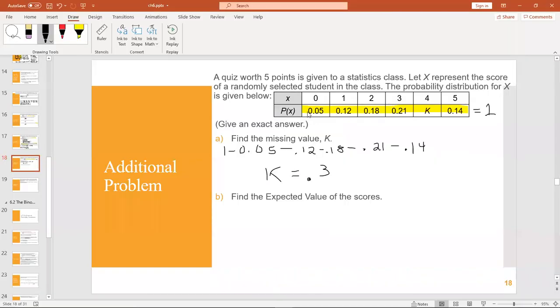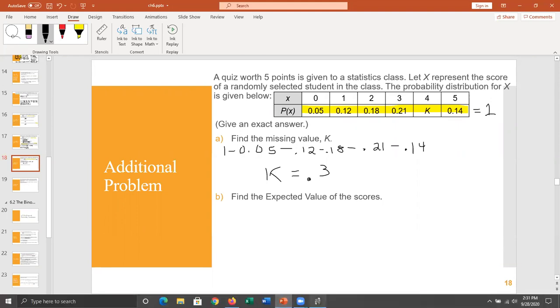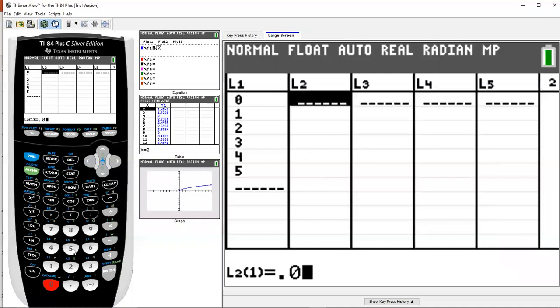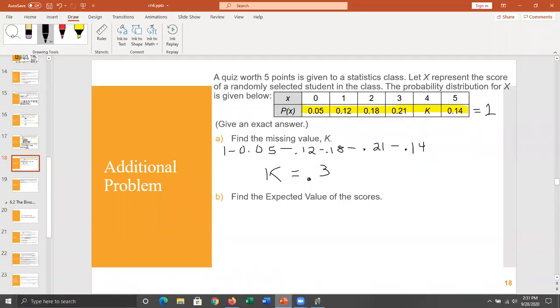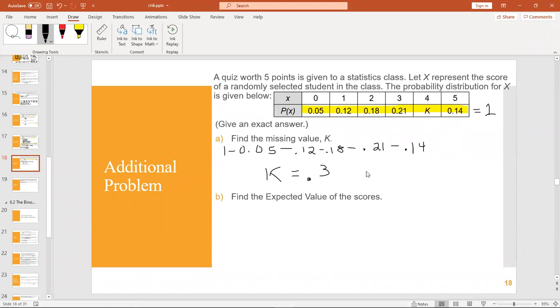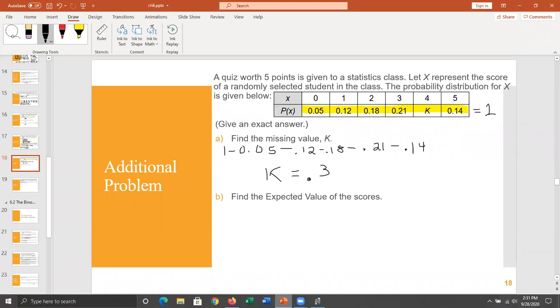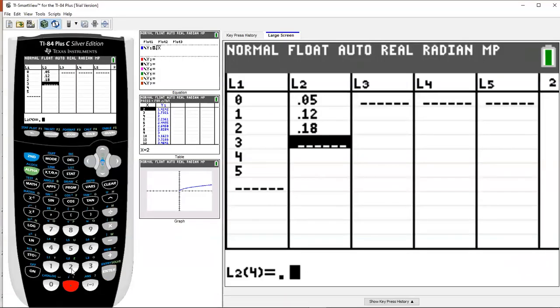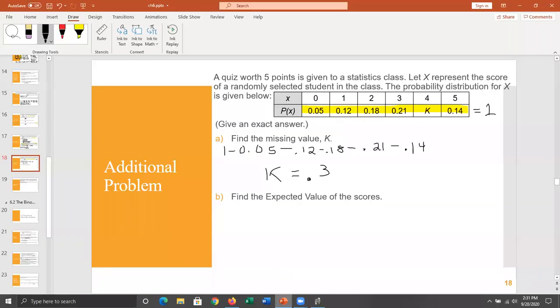What do we got? We got 0.05, 0.05, 0.12, and 0.18. And then what? We've got 0.21. That was 0.3 and 0.14. So we got 0.21, 0.3, and 0.14. Just double check that real quick.